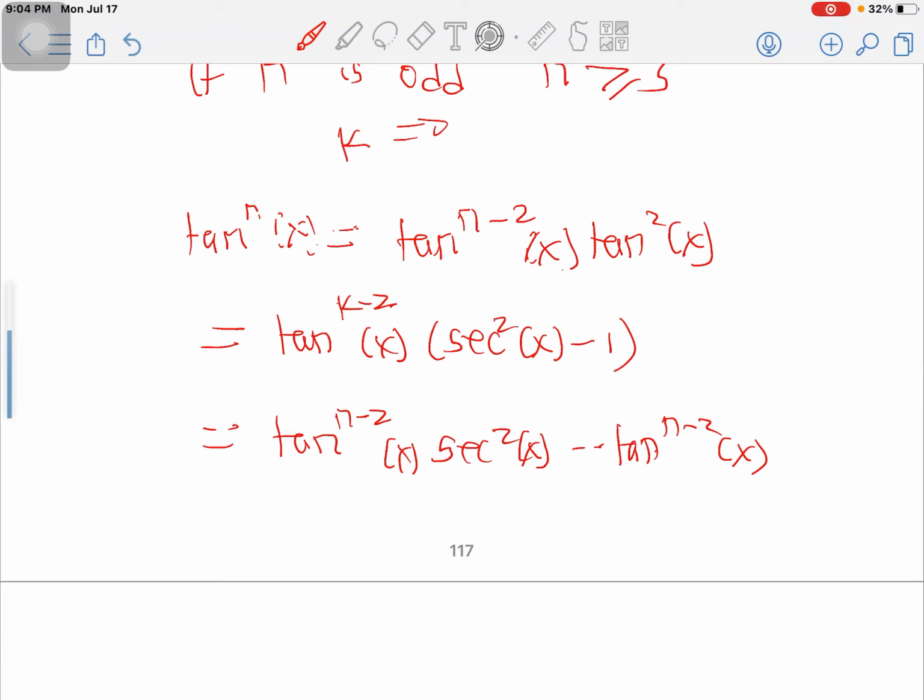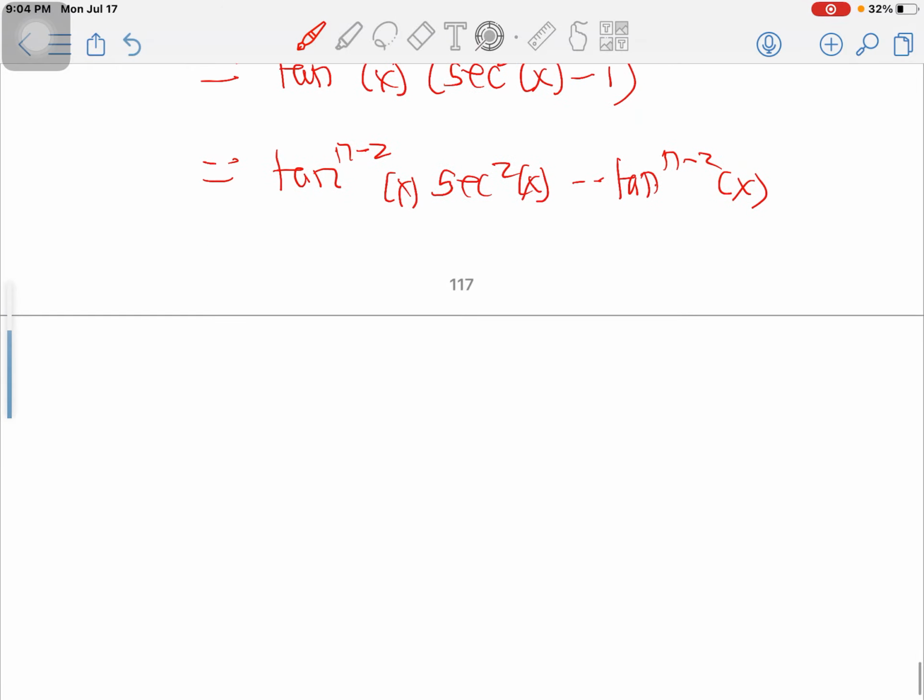So sometimes it will be necessary to repeat the process for the tan to the power of n minus 2 term. So it's very important to take note of all these things. Let's look at the last strategy.